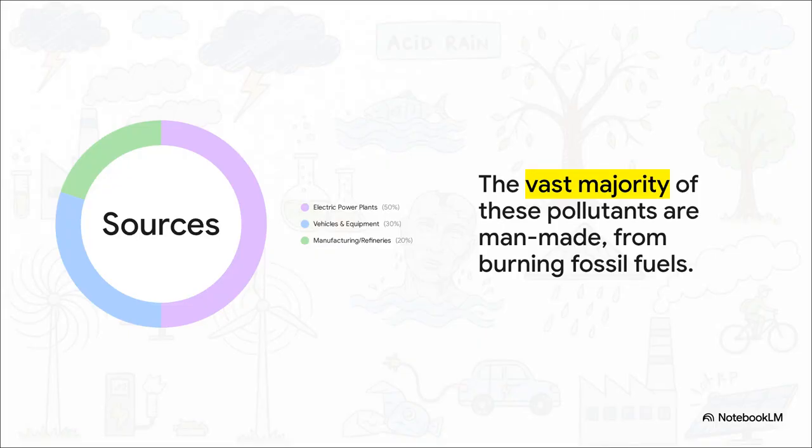So where did these gases even come from? Well, some are from natural sources like volcanoes, but the vast majority is man-made. Just look at this breakdown. About 2/3 of all sulfur dioxide and about 1/4 of all nitrogen oxides come from burning fossil fuels just to make electricity. The rest? That comes from our cars, trucks, and factories.